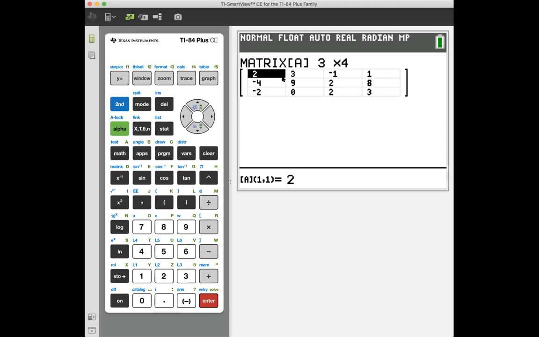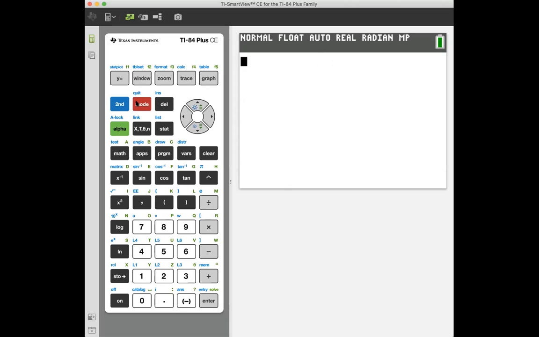Okay, now at this point, the calculator knows our matrix, just like when we were doing scatter plots, we put in the list, but now we want to calculate with it. So to exit this menu, we're going to do second, quit. This is like the exit button. So shift or second, quit is the mode button right next to it, and that should take you back to your home page.